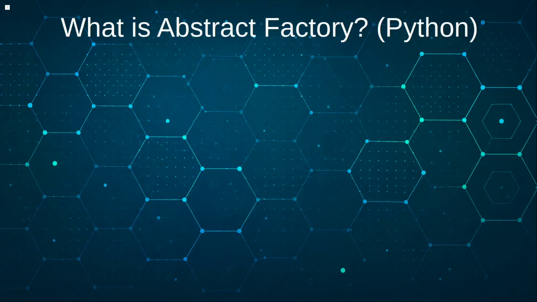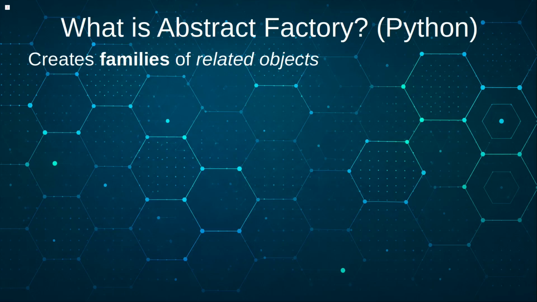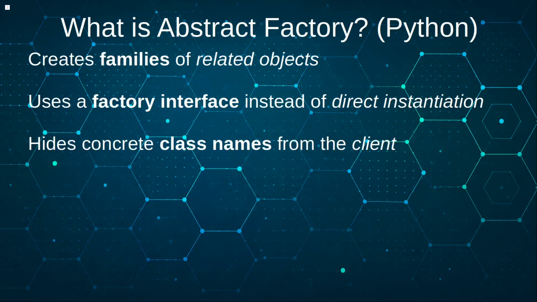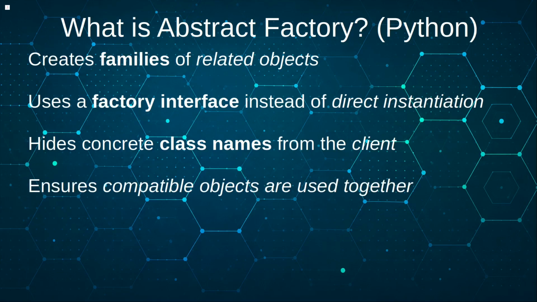What is the abstract factory pattern for the Python student? It creates families of related objects, groups related objects together so they are created and used consistently. Uses a factory interface instead of direct instantiation. Client requests objects through methods instead of calling constructors directly. Hides concrete class names from the client. Client never references specific classes, only abstract interfaces. Ensures compatible objects are used together. Factory guarantees that related objects work correctly as a set.